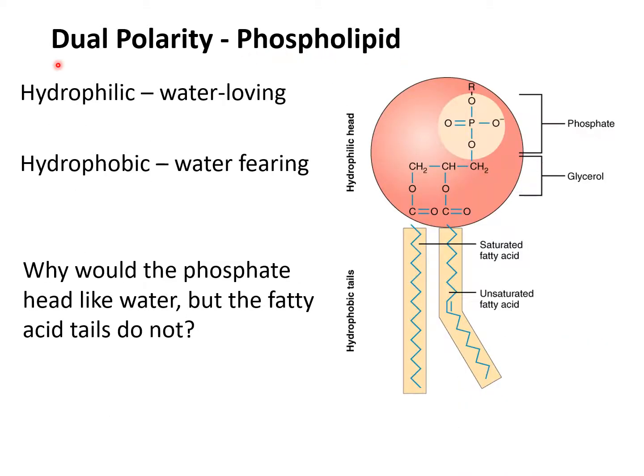Phospholipids, which are very important in biological systems, also take advantage of dual polarity. Phospholipids are composed of a hydrophilic phosphate head, which is soluble with water, and two hydrophobic aliphatic tails.